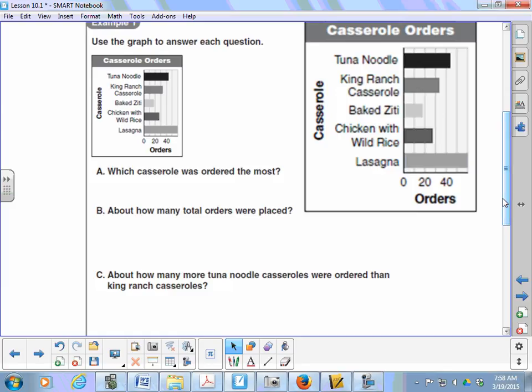Letter B, about how many total orders were placed. Now it gets a little bit trickier here, being able to read them. And one of the things is sometimes when you're reading graphs, you have to approximate. And when you approximate, you do the best you can. It's not going to be perfect. So if we look at tuna noodle casserole, it looks like there's probably about how many there?